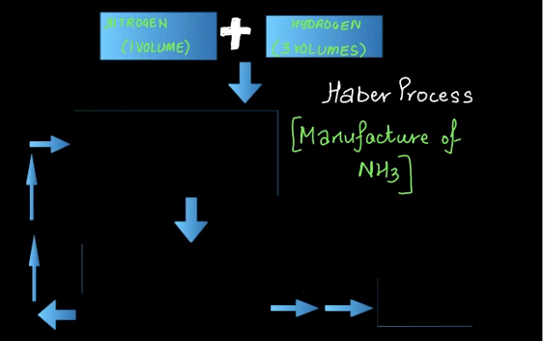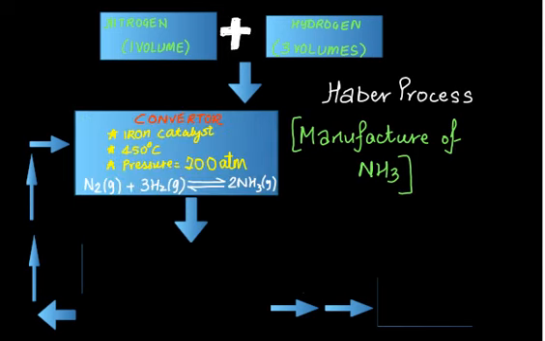Now, having compressed them, what next? Well, only compression won't convert them. You need to put them into a converter, because the converter will have the right conditions of temperature, pressure, and the catalyst. So after compressing, they are sent into another unit which is called a converter. Now the converter contains iron catalyst, temperature 450 degrees Celsius, and a pressure of 200 atmospheres.